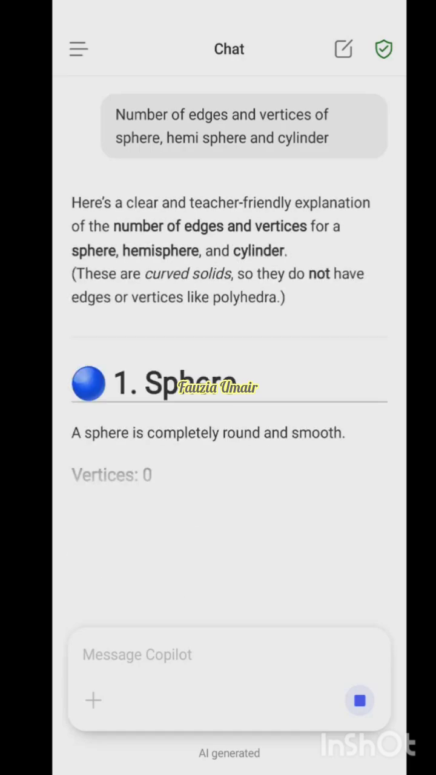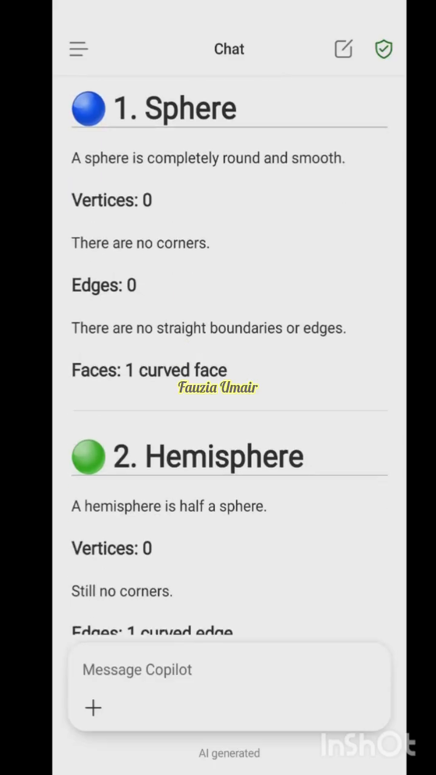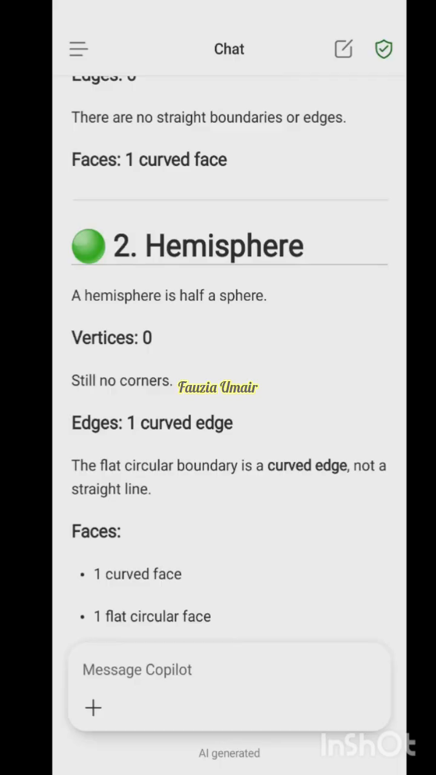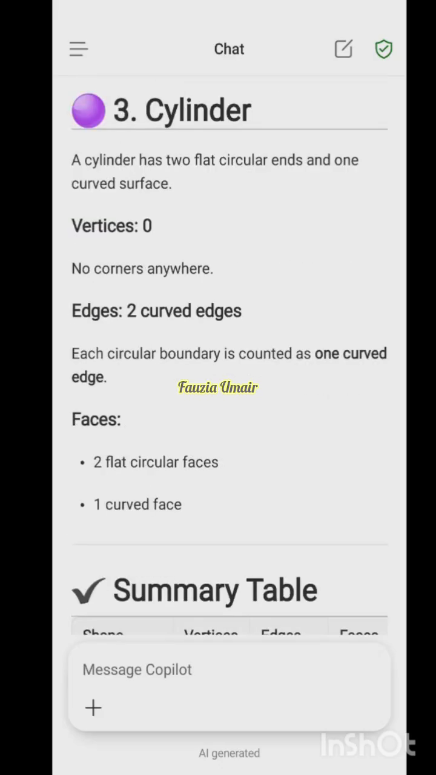All right. So in the sphere, you can see on the screen, sphere is completely round and smooth. There are no corners and there is no straight line, right? So the face is only one, and that is a curved face. Then comes the hemisphere. Hemisphere has zero vertices. So there is one curved face, one flat circular face, and one edge. Now the cylinder is having two edges, zero vertices.